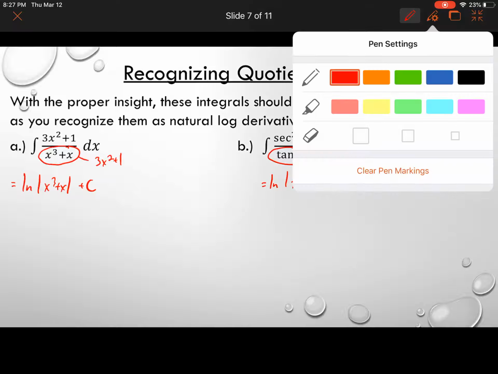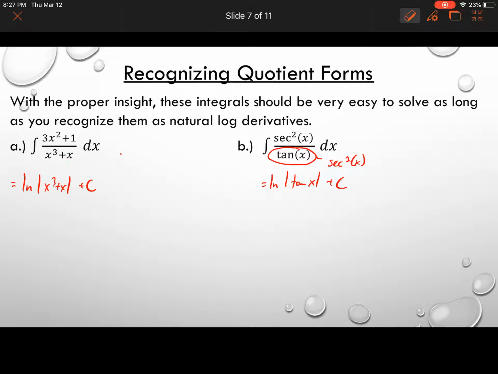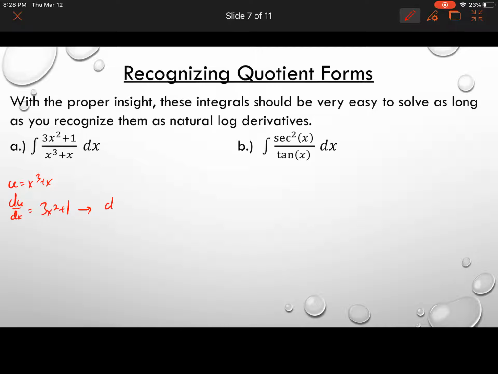So with substitution, let me just erase these now. With substitution, we're going to make the denominator our u. So u is equal to x cubed plus x. That means the derivative of this, as we talked about before, is just 3x squared plus 1. If we solve this for dx, we get du over 3x squared plus 1 is equal to dx.